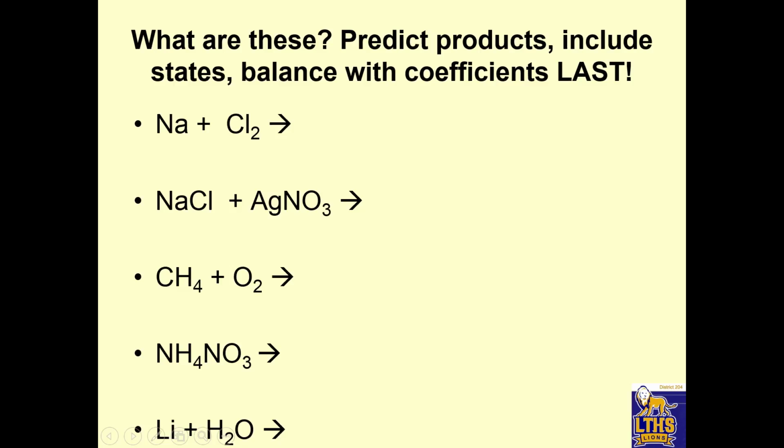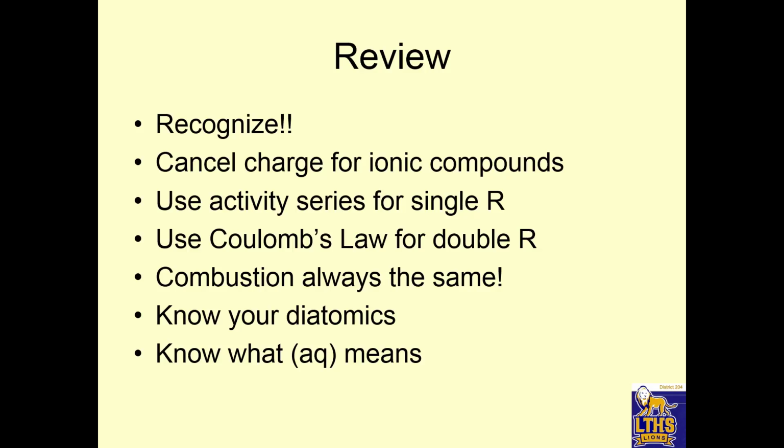All right, finally, what are these? Predict products, include states, balance, and coefficients last. So we're going to do this in class, but I want you to try it, and then we can check it. Right? You might want to review that you've got to recognize the type of reaction. Cancel charges for ionic compounds. Use your periodic table and memorize ions. Memorize ions for sure. Okay.